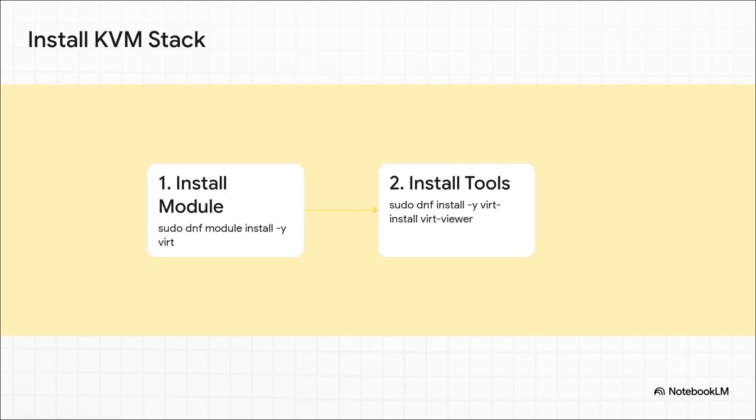Next, we install the heart of KVM itself. The first command pulls in the main virtualization modules. The second one gives us all the essential command line tools we'll need, like virt-install. This is the stuff that actually transforms our plain old Linux box into a true hypervisor.